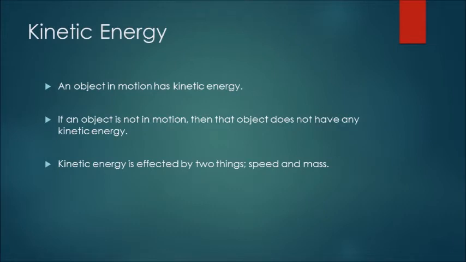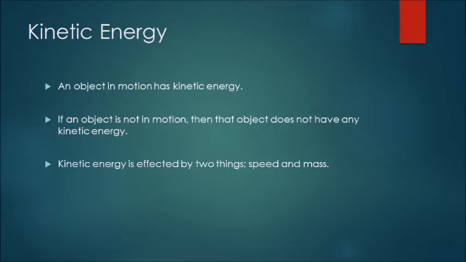Alright, so kinetic energy, if an object is in motion, then it has kinetic energy. If an object is not in motion, then it does not have any kinetic energy. Alright, so like a car, as you're in the car driving on the road, then you have kinetic energy. But as soon as you come to a stoplight and you come to a complete stop, then you do not have any kinetic energy.